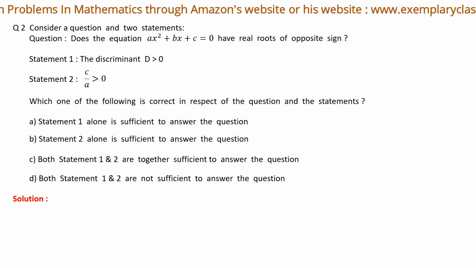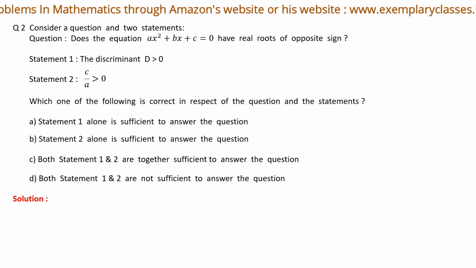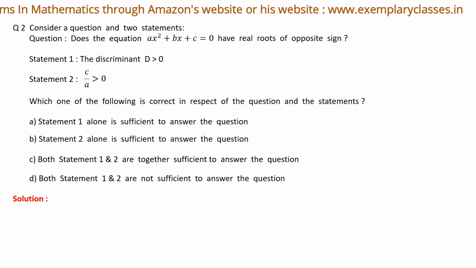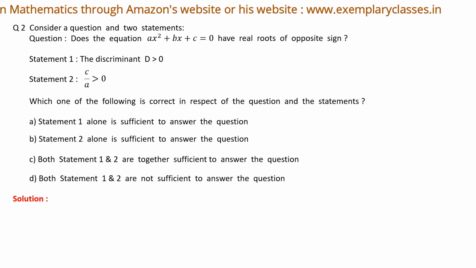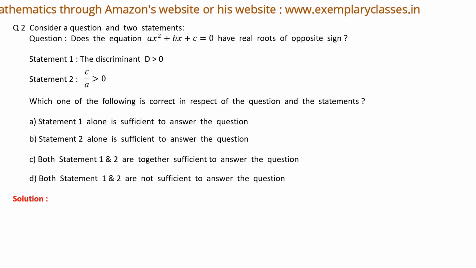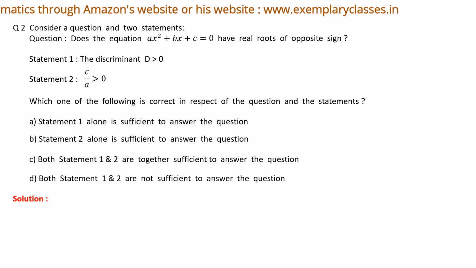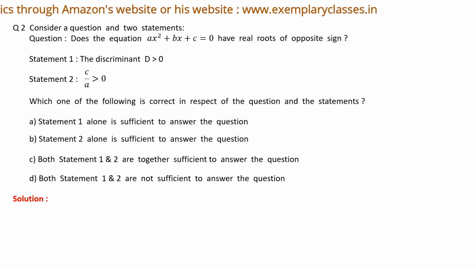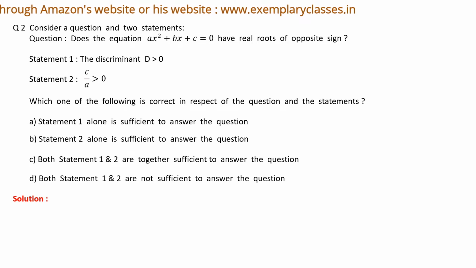Now students, this is the second question. It also seems to be quite simple. The question says, does the equation ax square plus bx plus c is equal to 0 have real roots of opposite sign? And there are two statements linked to it. First is that discriminant D is greater than 0. Second is c upon a greater than 0.